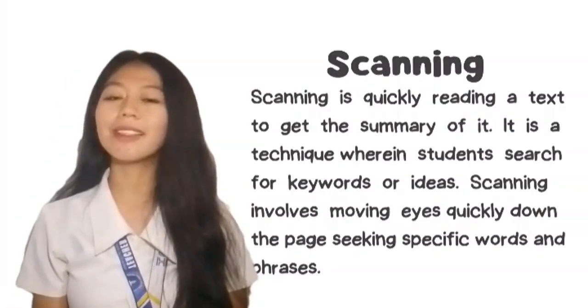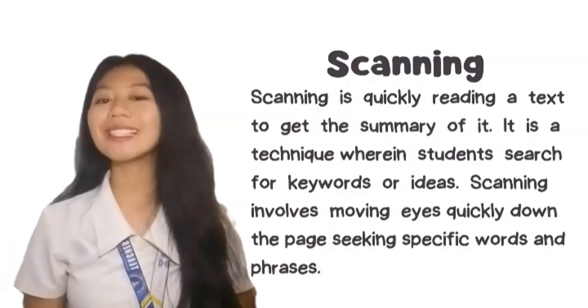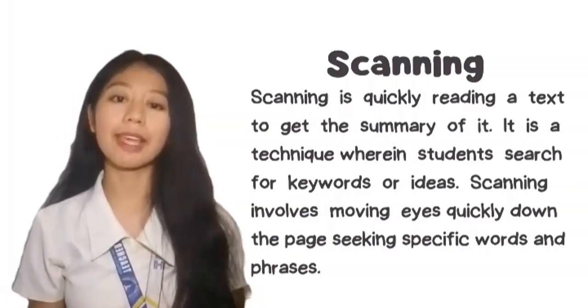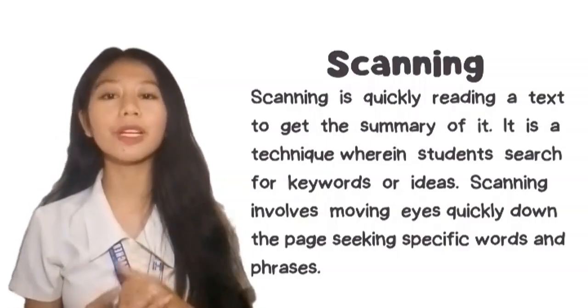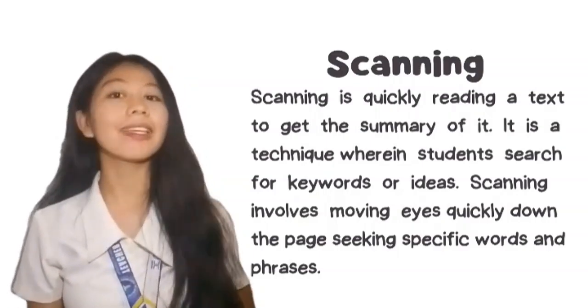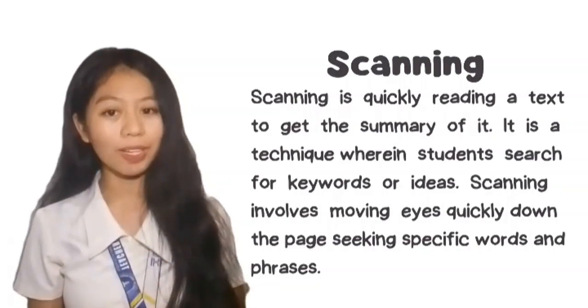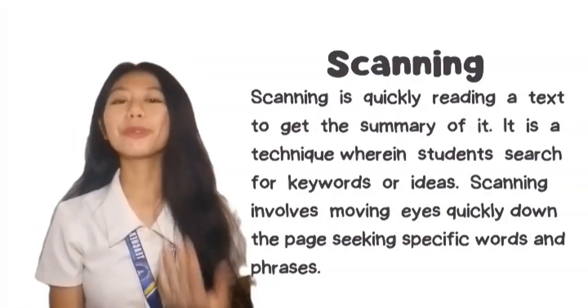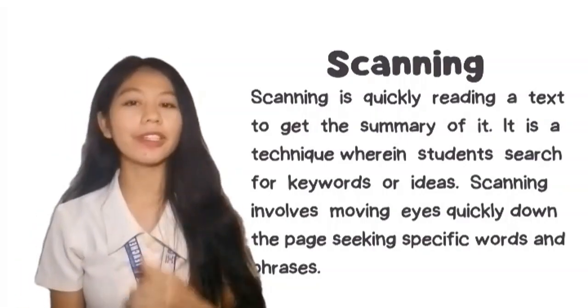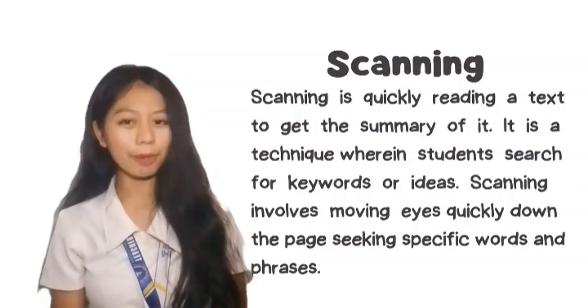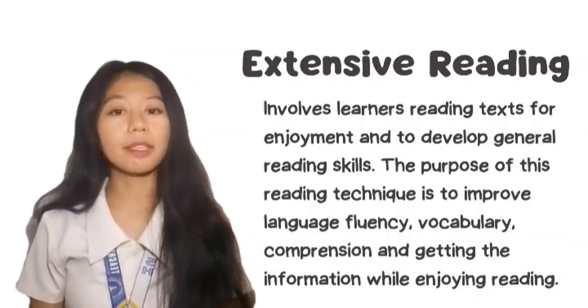So second is scanning. Scanning is quickly reading a text to get the summary of it. It is a technique wherein students search for keywords or ideas. Scanning involves moving eyes quickly down the page, seeking specific words and phrases. This reading technique is even faster than skimming. It's like looking for a specific book in the library. So third is extensive reading.